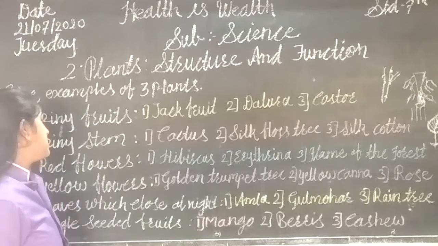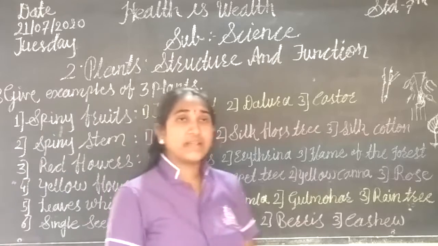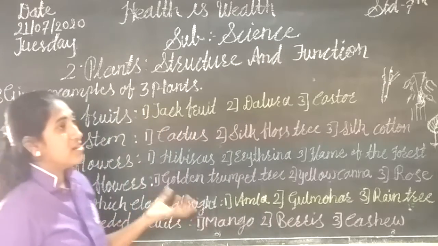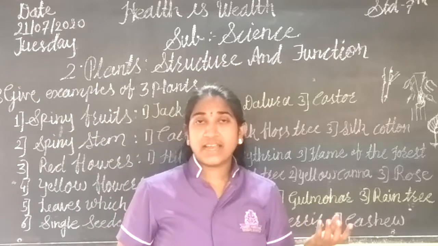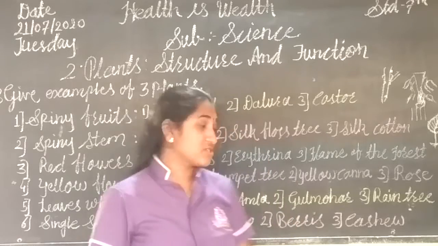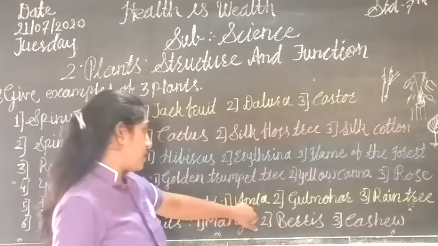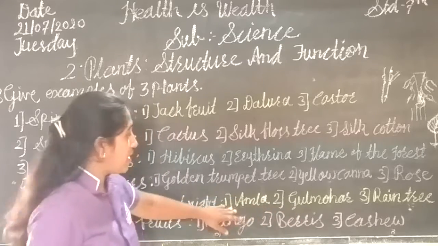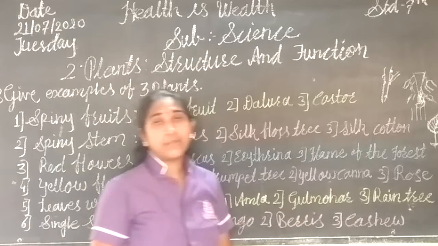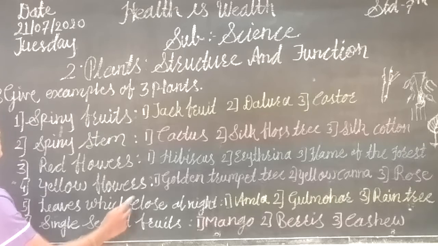Then leaves which close at night. We observe that many leaves close at night. Whenever there is night, those leaves are closed. The examples are amla tree, gulmohar and rain tree. These are the 3 examples of leaves which close at night.